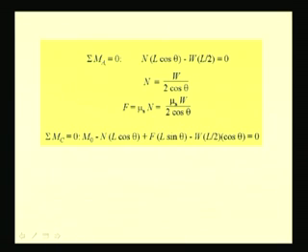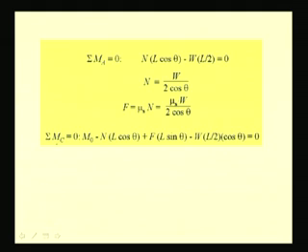So, we sum the moment about A and equate it to 0, and from this we obtain this normal reaction N from the free body diagram 1, which is equal to W by 2 cos theta, and we know the relation between the frictional force and the normal force. They are related by this coefficient of static friction. So, the frictional force becomes mu s W by 2 cos theta.